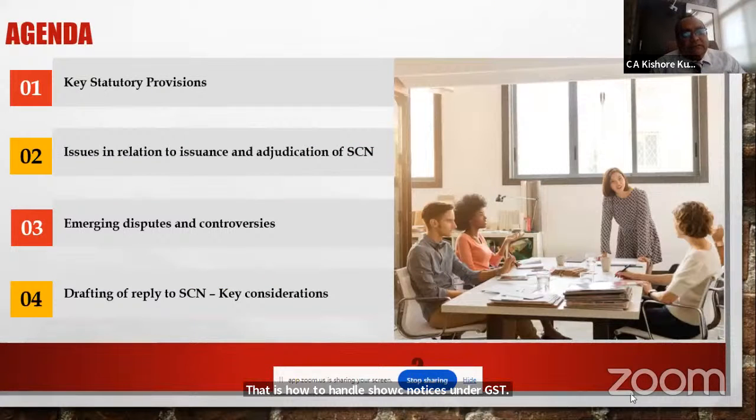Friends, today's agenda covers four broad aspects. First, we'll touch upon the statutory provisions relating to the issuance of show cause notice. In the second section, we'll talk about the issues related to issuance and adjudication of show cause notices. Then, if the time permits, we'll definitely touch upon emerging disputes and controversies under which the show cause notices have been currently issued. And at the end, we will be talking about some of the key considerations which you will keep in mind while drafting the response or submissions to the show cause notices. Friends, at the end, we'll share some of the sample formats of the submissions.